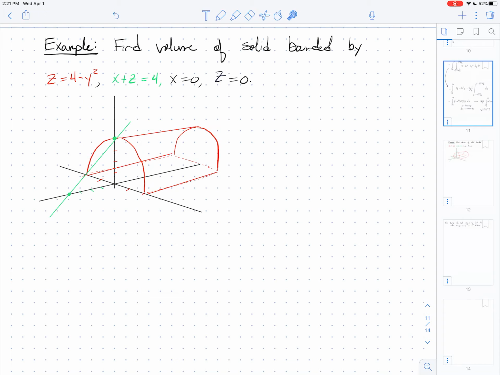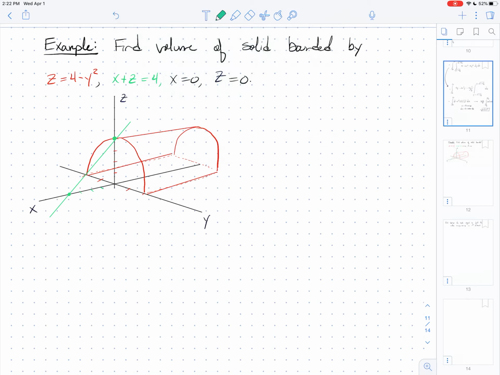Next we have this plane. The most important place that you can draw this plane is in the xz plane. I should label my axes just to be clear here. In the xz plane, so I did that. When x is 0, z is 4. When z is 0, x is 4. And so that plane you just stretch along the y-axis.